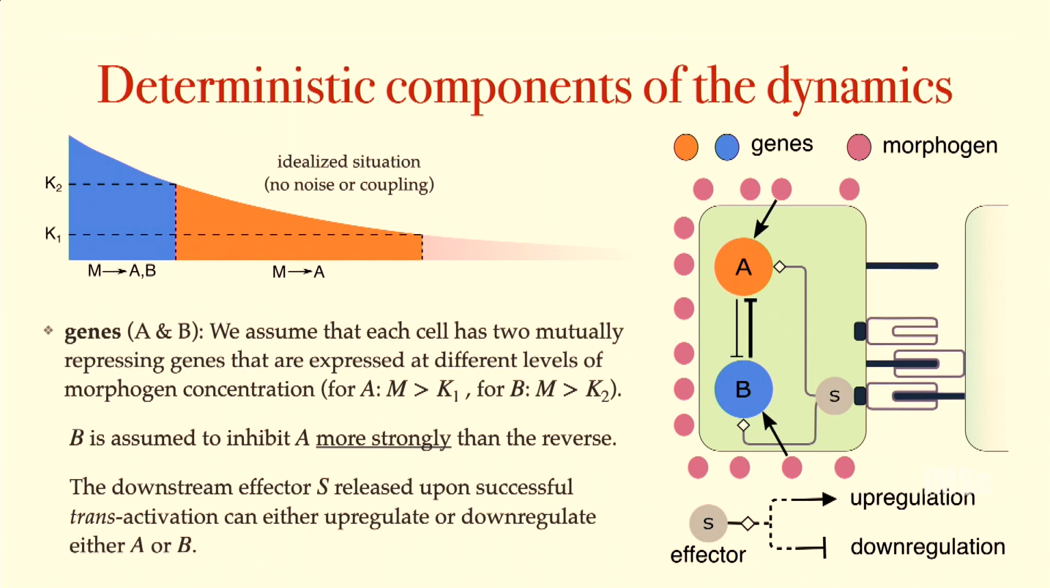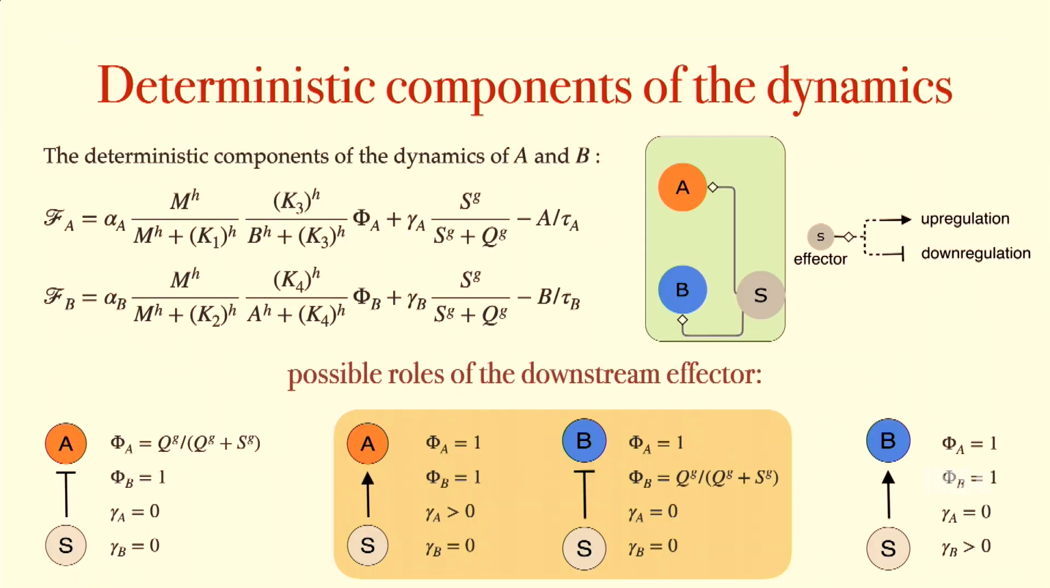And finally, since this is an abstract model, we didn't make every assumption regarding how exactly the Notch signaling is going to affect the genes. We just said, well, something happens, right? In principle, it could be upregulation, it could be downregulation. It could upregulate A or it could upregulate B. So there are four possibilities. It could downregulate A, upregulate A, downregulate B, upregulate B.